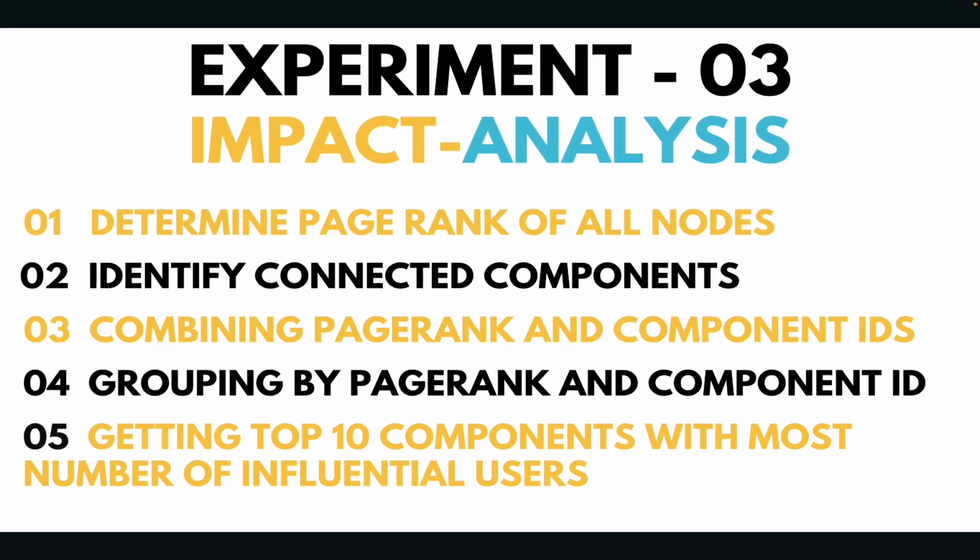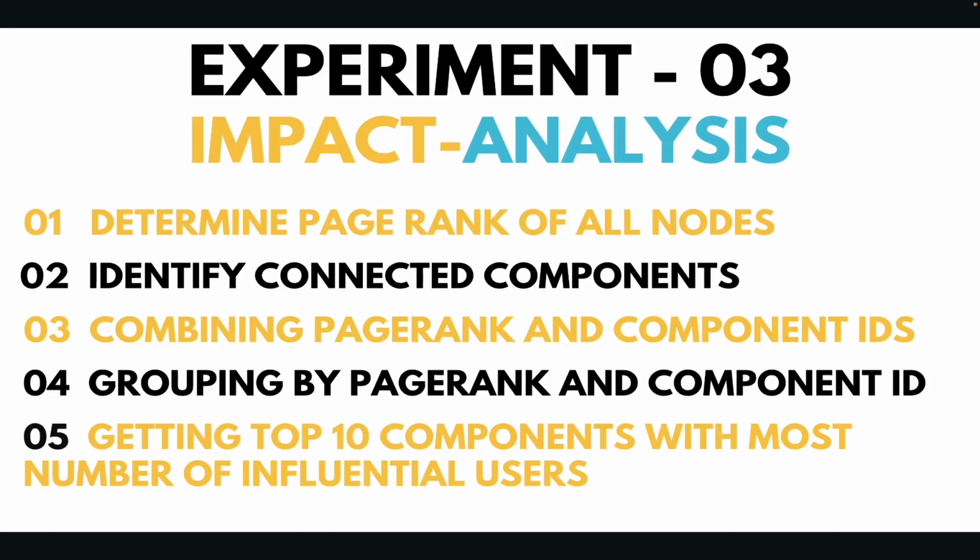In the first step, we determine the PageRank of all nodes in the graph dataset. In the second step, we identify the clusters using the connected component algorithm. In the third step, we combine the outputs of both the PageRank and the connected component algorithms in order to get a list of tuples which have the following form: node ID, PageRank, and component ID. That is a list of all nodes along with their particular PageRank and component ID.